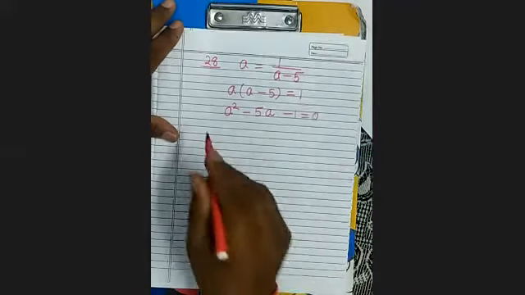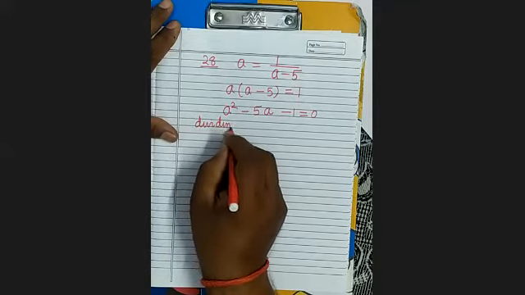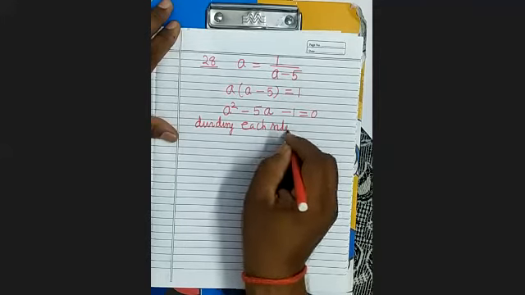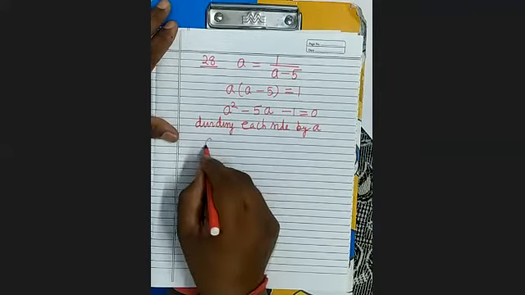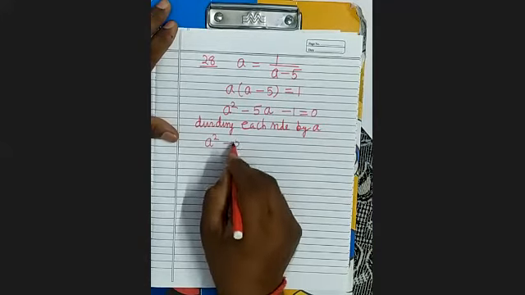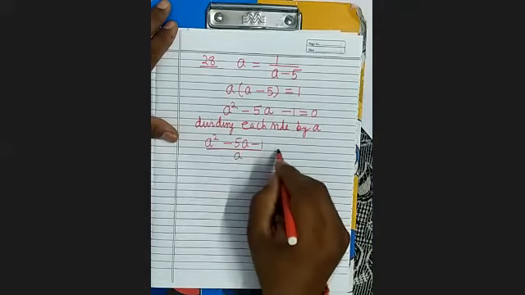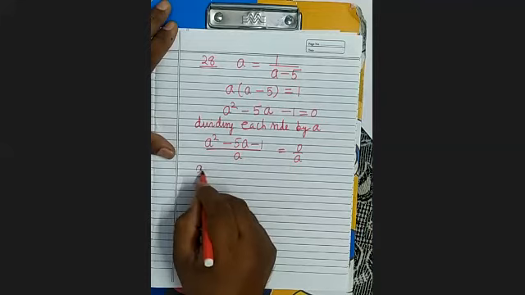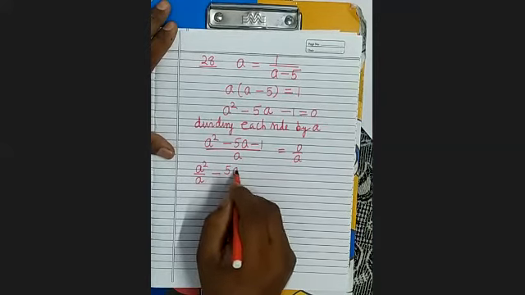Dividing each side by A. When you divide, A square minus 5A minus 1 upon A equals 0 upon A. You separate the terms. A square upon A, 5A upon A.